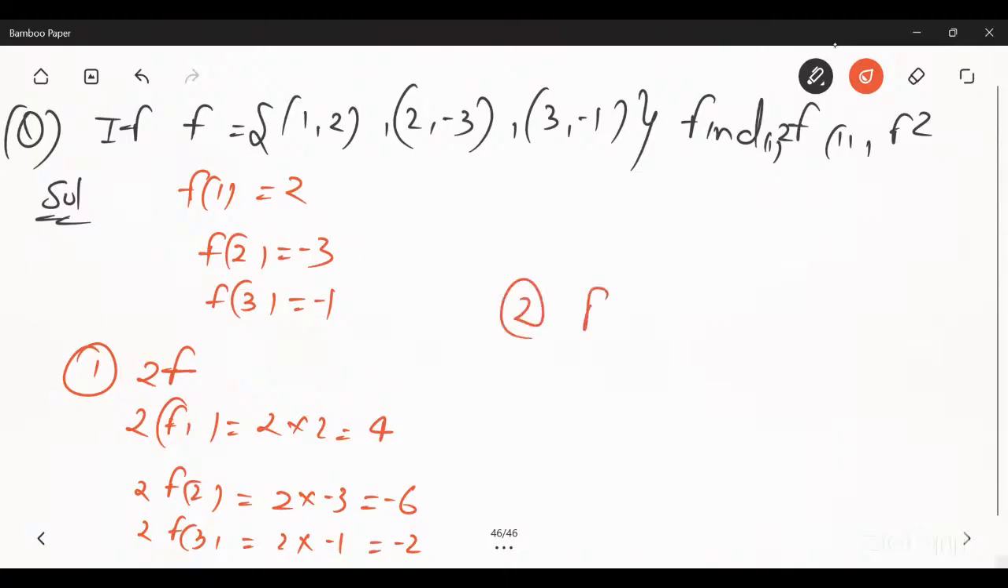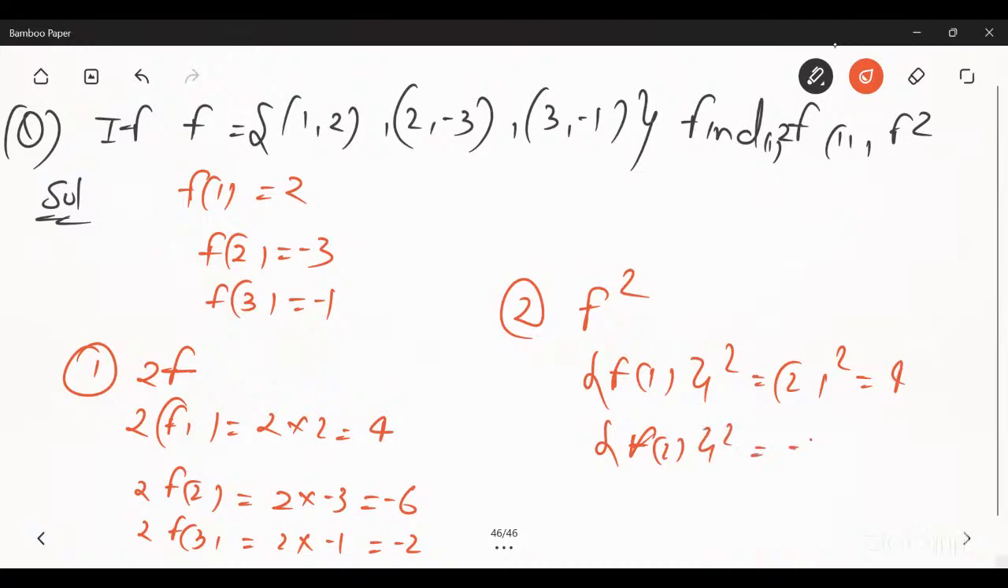Second, f square. F square means f(1) whole square. F(1) whole square is 2 square, equal to 4. F(2) whole square means minus 3 whole square, that was 9. F(3) whole square is minus 1 whole square, that is 1. So that was f square. That was 2f. Okay.